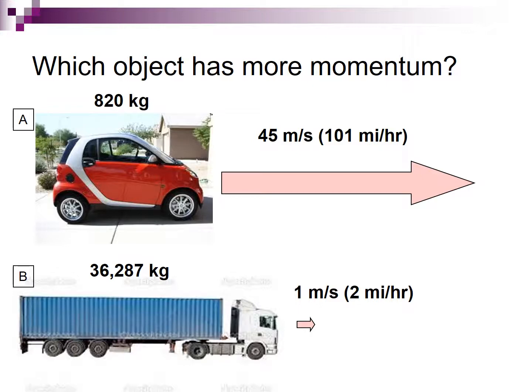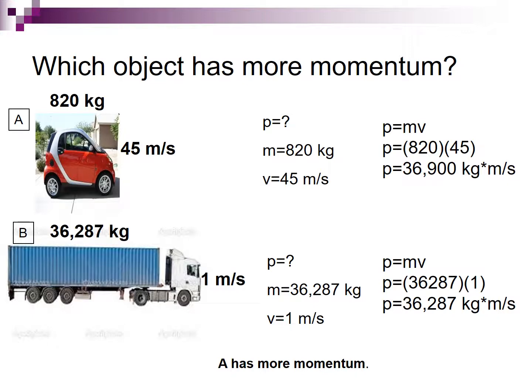The car on the top has 820 kilograms, but it's going 45 meters per second, or 101 miles per hour, or a 36,287 kilogram 18-wheeler going 1 meter per second, or 2 miles an hour. So for the top, our mass is 820 times velocity, which is 45, gives us a momentum of 36,900 kilogram meters per second.